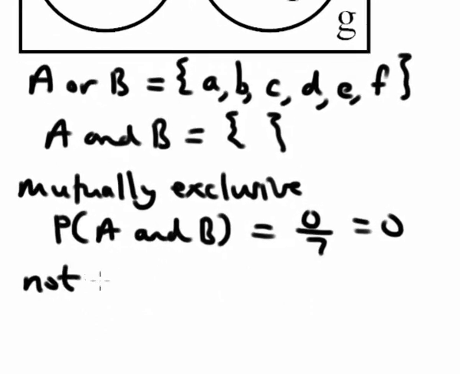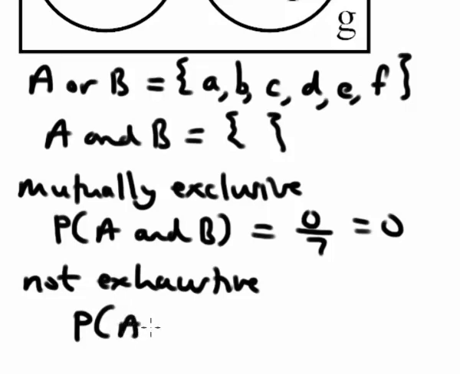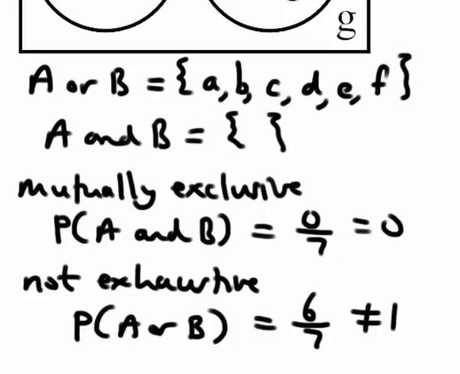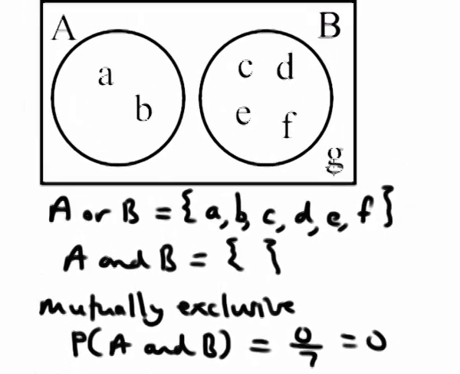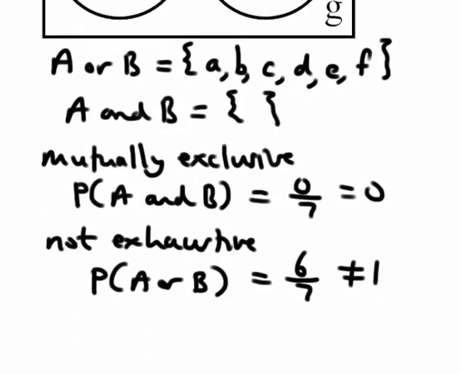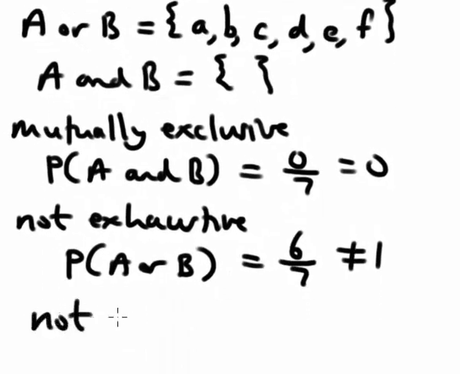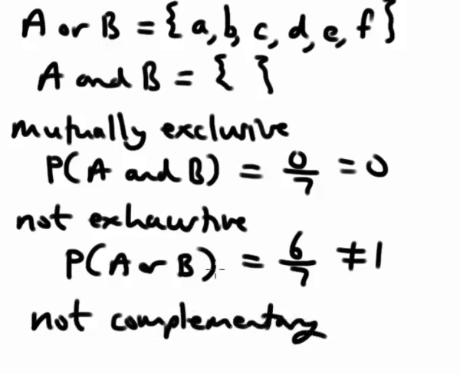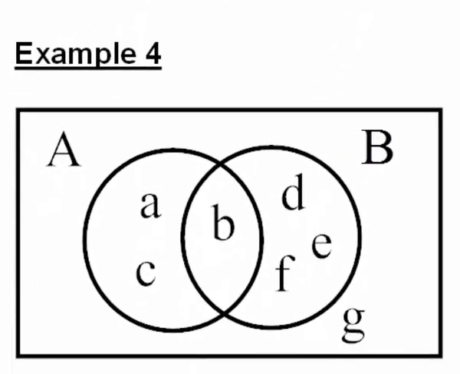And they're not exhaustive. Why? Because the probability of the union is 6 out of 7, which does not equal 1. Remember that there's an element on the outside. Exhaustive means the probability of A or B, the probability of getting anything in the union, is 1 because everybody's inside. So the G's on the outside. So these guys again are not complementary, because if you're complementary, you've got to be mutually exclusive and exhaustive, which is not happening here. Okay, let's look at a 4th example quickly.